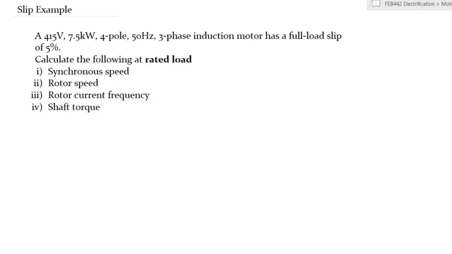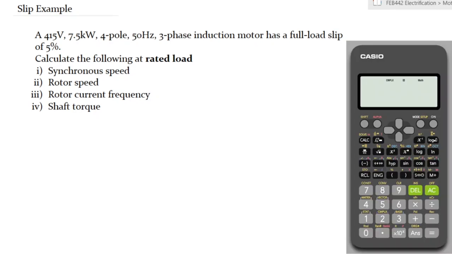Let's look at a brief example of the principles we've talked about. So here we have a motor that has a slip of 5%. Calculate the following at rated load. So we start with the synchronous speed.